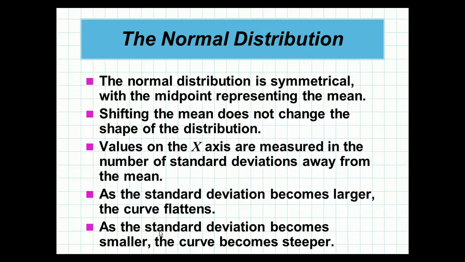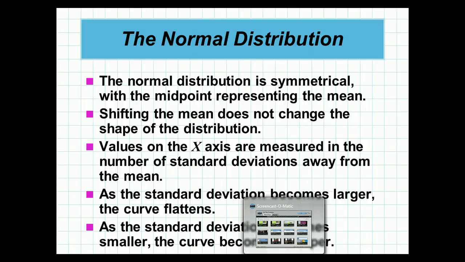What we need to know about normal distribution is that the midpoint is the average. When we shift the average, that doesn't change the shape of the distribution. The bell curve is still going to be the same. The values on our x-axis are going to be a certain number of standard deviations away from the average. You're doing your reading in Chapter 2 about standard deviations, and you'll learn that as the standard deviation becomes larger, the curve flattens. As the standard deviation becomes smaller, the curve gets steeper.